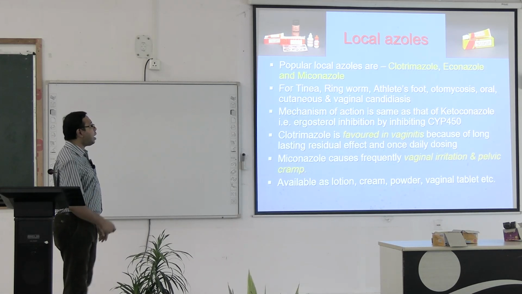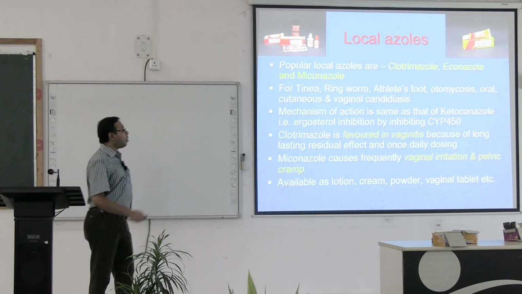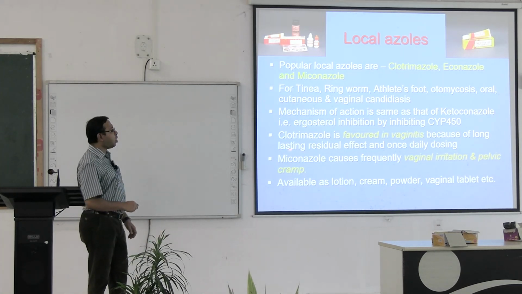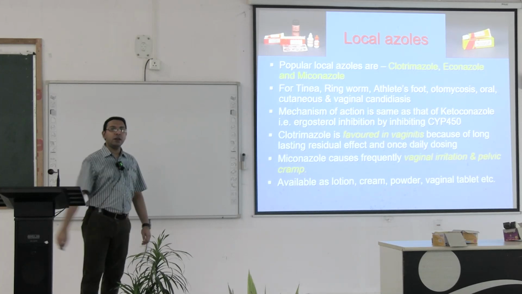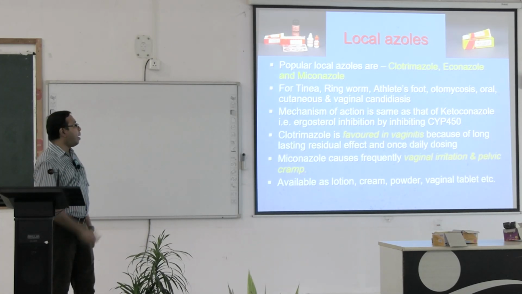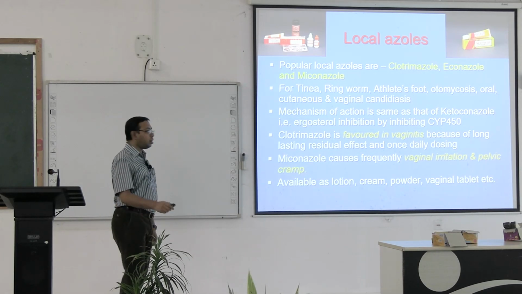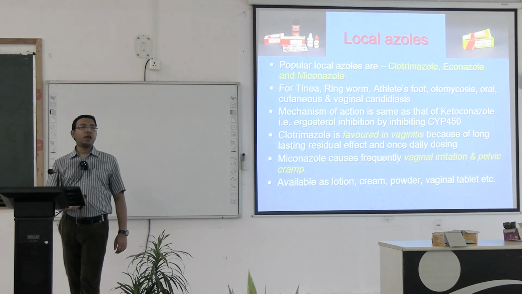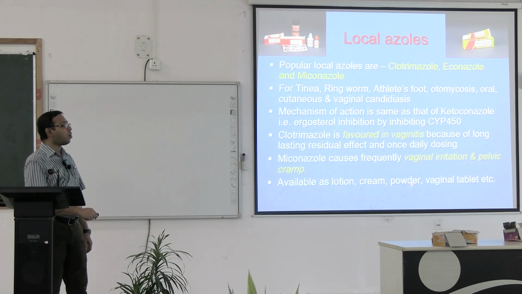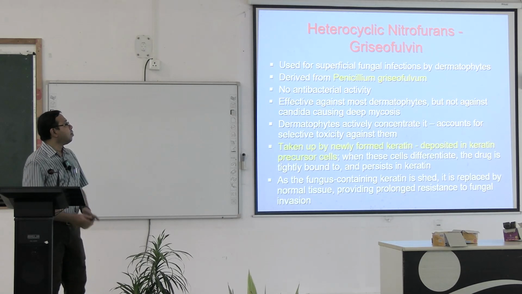Mechanism of action is similar. Clotrimazole is mainly favored in vaginitis. Clotrimazole pessary is also there because of the long lasting residual effect and once daily dosing. So for fungal vaginitis, we can use clotrimazole. Miconazole frequently causes vaginal irritation and pelvic cramps. That's why this is used less nowadays. And this is available as lotion, cream, powder, vaginal tablets. All these different formulations are available.